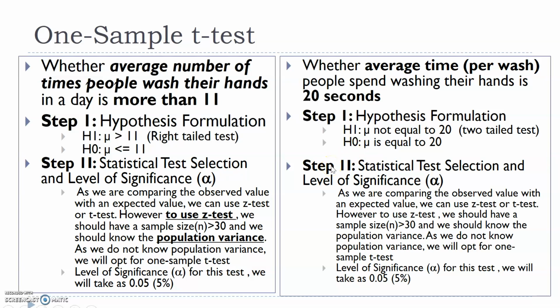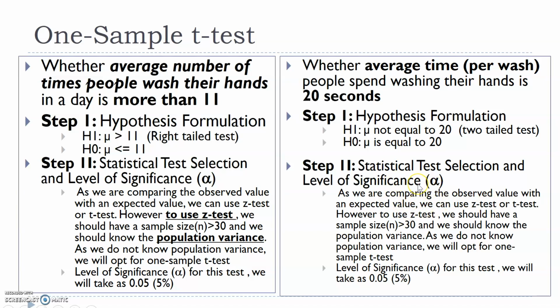But in this case, because we do not have any idea about population variance, those are the two conditions that have to be met to use the Z test: sample size has to be greater than 30 and you should know the population variance. Though in this case we have a sample size greater than 30, around 153 respondents, because we do not know the population variance, we will be using the t-test in both cases.